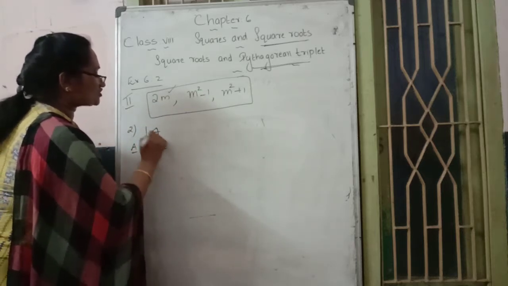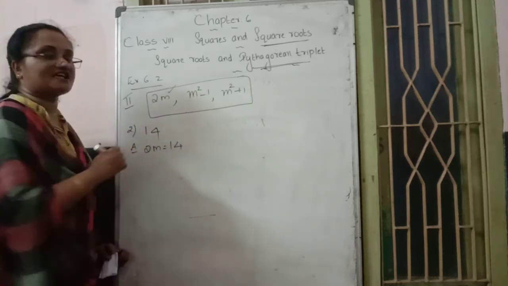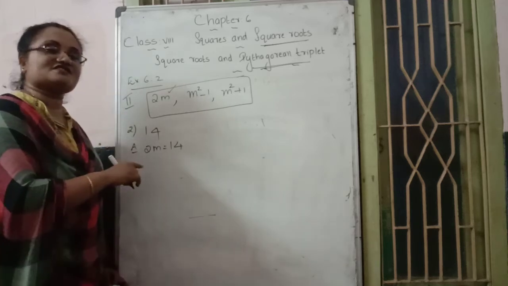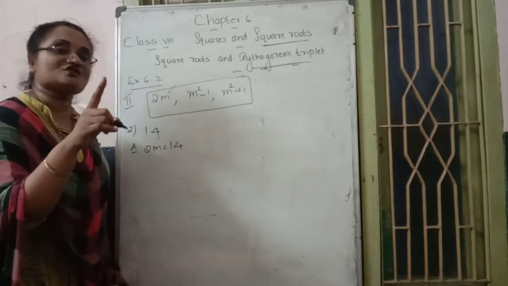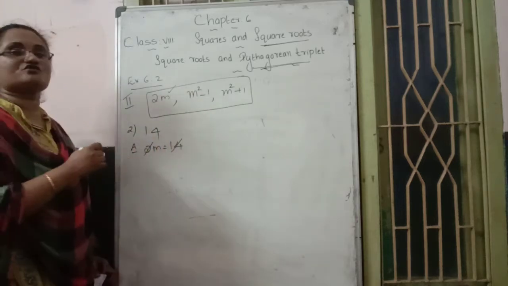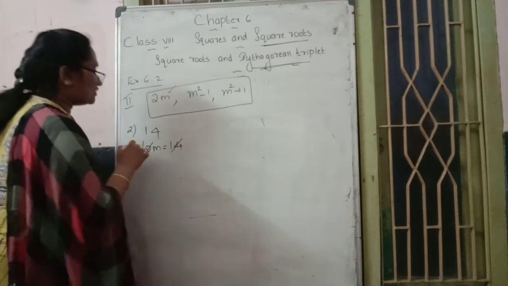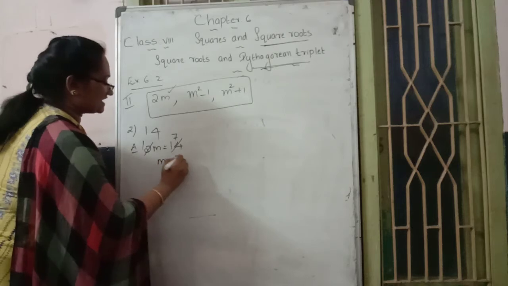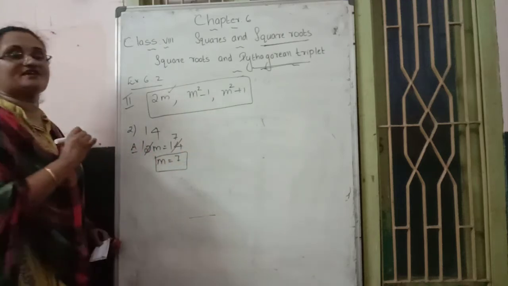That is equal to our given number. Which is the given number? 14 is the given number. Using this formula, first we find the m value. How to find the m value? On the right and left, cancel the 2. 2 times 1, 2 times 7 is 14. So the m value becomes how much? 7. So the m value is 7.